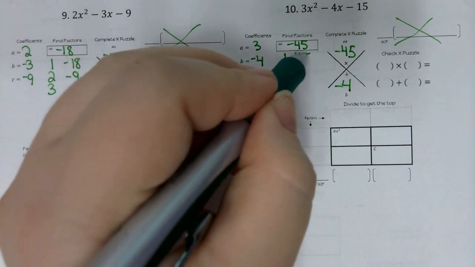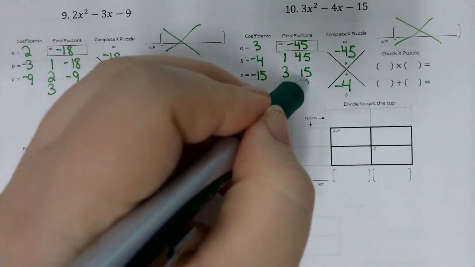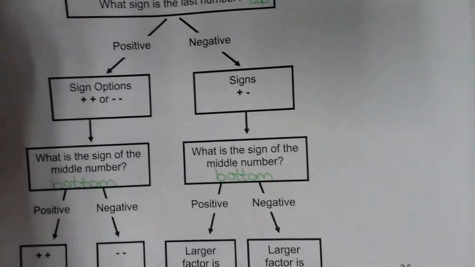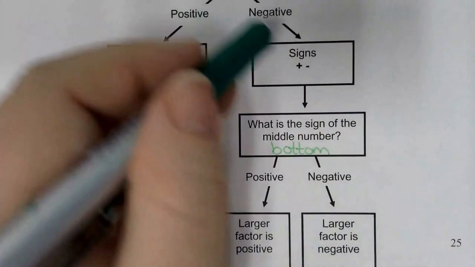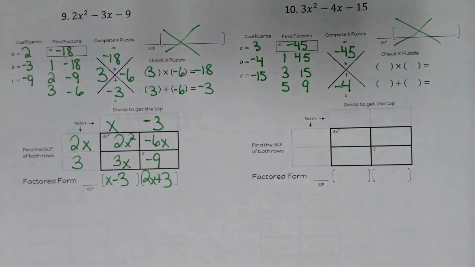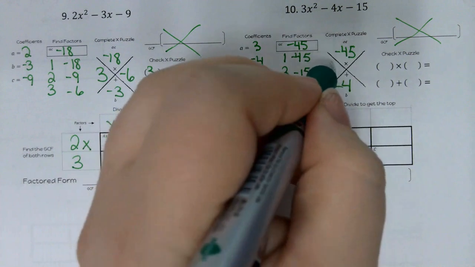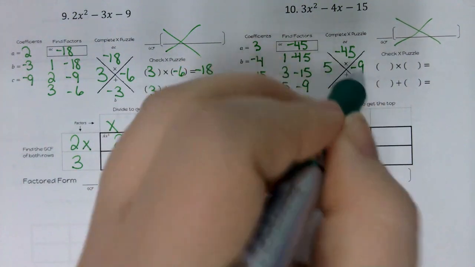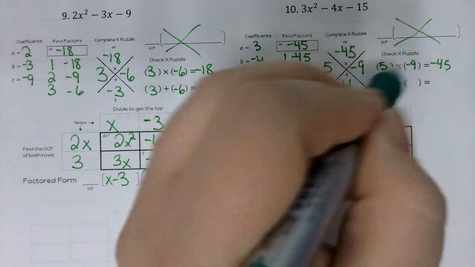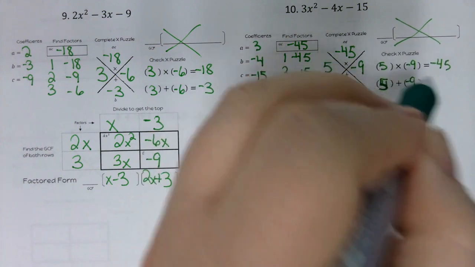Factors of 45: 1 and 45, 3 and 15, 5 and 9. According to your factoring flowchart, both the top and the bottom numbers are negative, so we'll follow down and we want the larger factor to be negative. So negative 9 and 5 will give me the negative 4 that I need. Quickly check, at least mentally, that you get negative 45 when you multiply and you get negative 4 when you add.